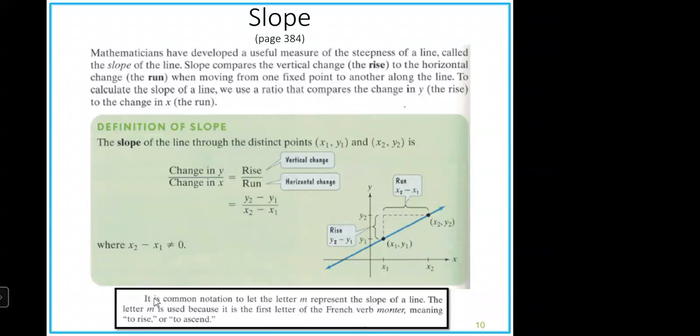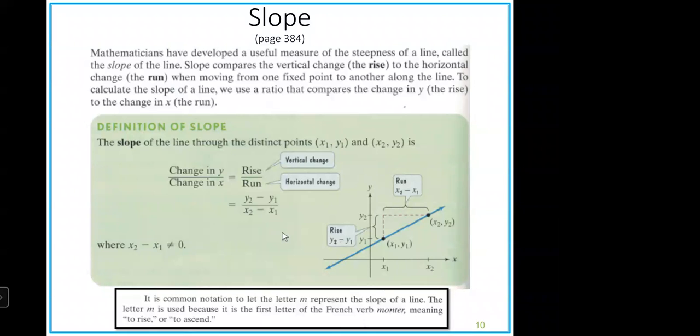Now you'll see this note at the bottom. It says it's common notation. The letter M represents the slope of a line. So in this coordinate geometry, we use the letter M to represent the slope. And it says the letter M is used because it is the first letter of the French verb. It comes from this French word monter, which means to rise or to ascend. That's where the letter M is derived from for use in this case. Monter. I'm not sure if I'm pronouncing it right, but that's how it's spelled.